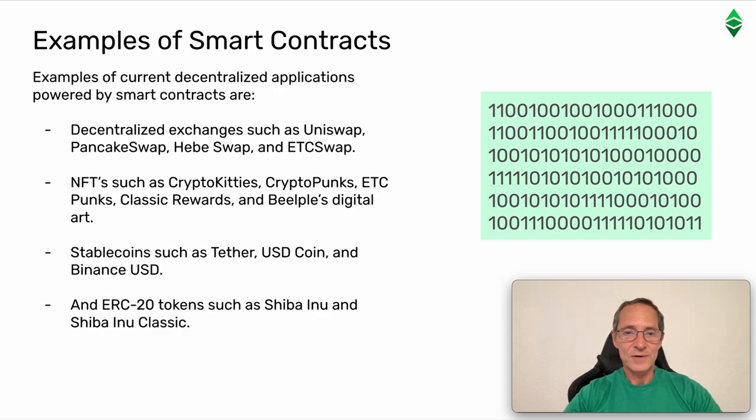Examples of smart contracts. Examples of current decentralized applications powered by smart contracts are decentralized exchanges such as Uniswap, PancakeSwap, HibiSwap, and ETC Swap, NFTs such as CryptoKitties, CryptoPunks, ETC Punks, Classic Rewards, and Beeple's digital art, stablecoins such as Tether, USD Coin and Binance USD, and ERC20 tokens such as Shiba Inu and Shiba Inu Classic.